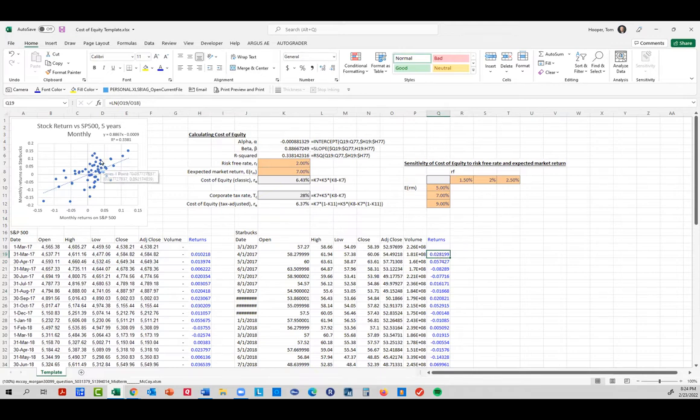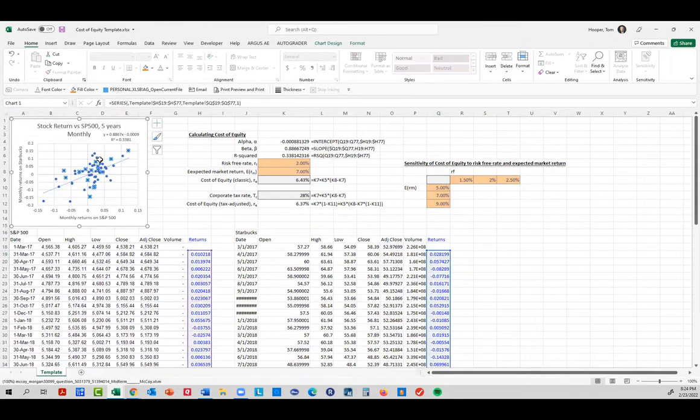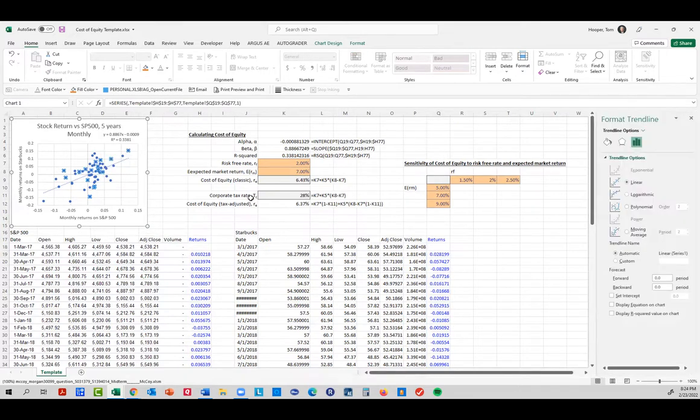Create a chart. You don't really need the chart, but the chart helps me explain it. What we're doing is plotting those monthly returns on Starbucks versus the monthly returns on the S&P, and then we put a trend line through it. The way we do that is we right click on any of those points and say add trend line. Can you see this format trend line dialog box? Yes, we can.